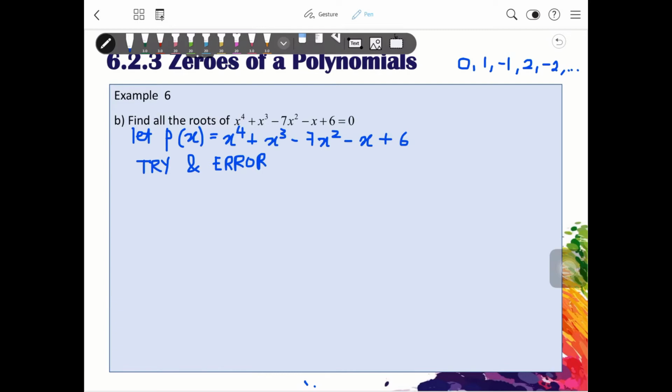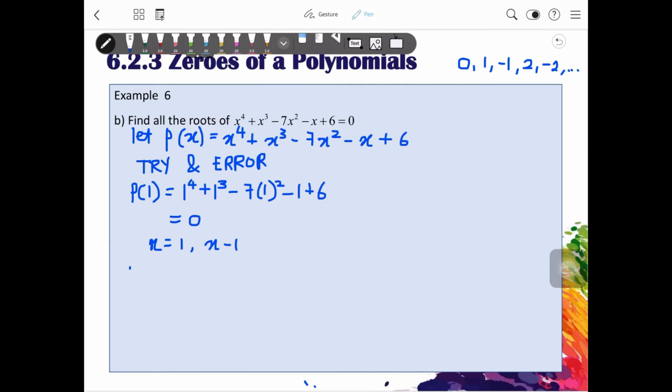If you put in 0 in this polynomial, it is obvious that you will not get 0 because at the end you will still have 6 here. The best is to start with 1. So I will say P(1) is 1 to the power of 4 plus 1 to the power of 3 minus 7 times 1 squared minus 1 plus 6. And it happens to be 0. So one of the roots is x equals 1. And the factor is x minus 1.